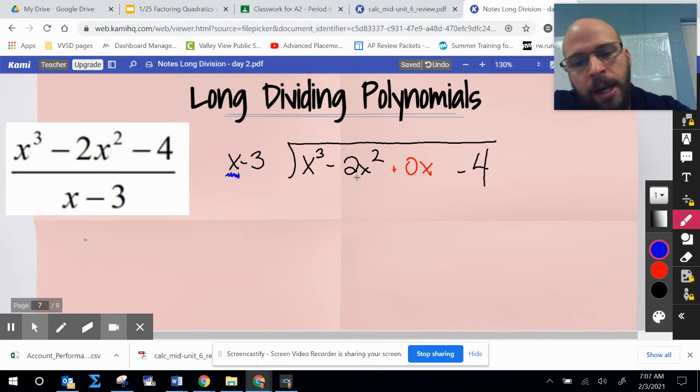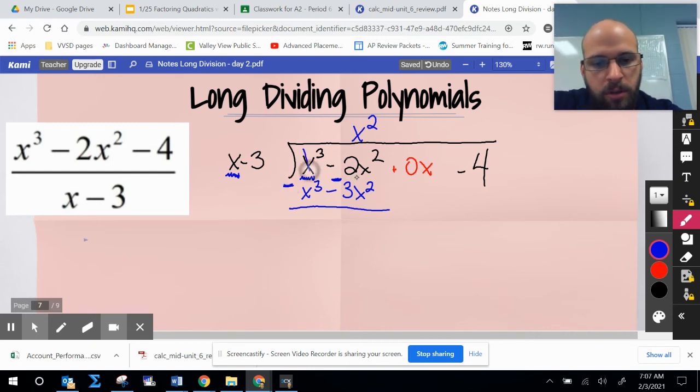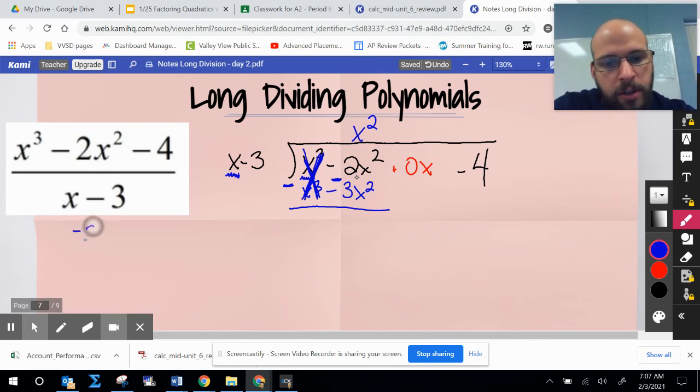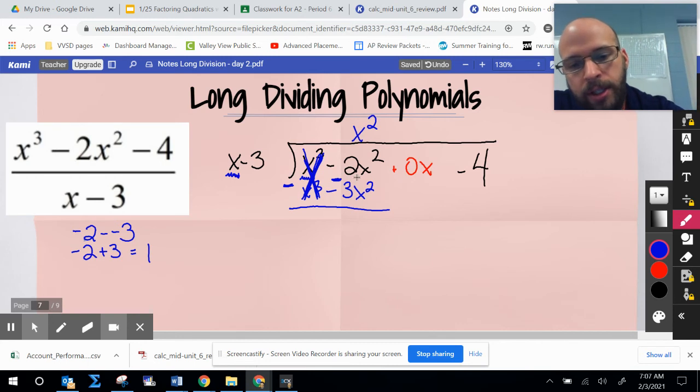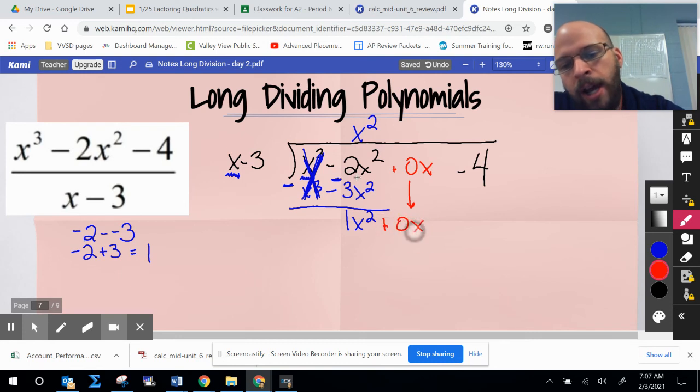So let's go through this one last time. What do I need to multiply x by in order to get it to be x cubed? Well, that's just an x squared. x squared times x is x cubed. x squared times negative 3 is a negative 3x squared. We are going to do subtraction. x cubed minus x cubed should go to 0. Off to the side here, negative 2 minus negative 3. So that's going to be a negative 2 plus 3, which would be a 1. So that gives me a 1x squared. I'm going to drop down the 0x.